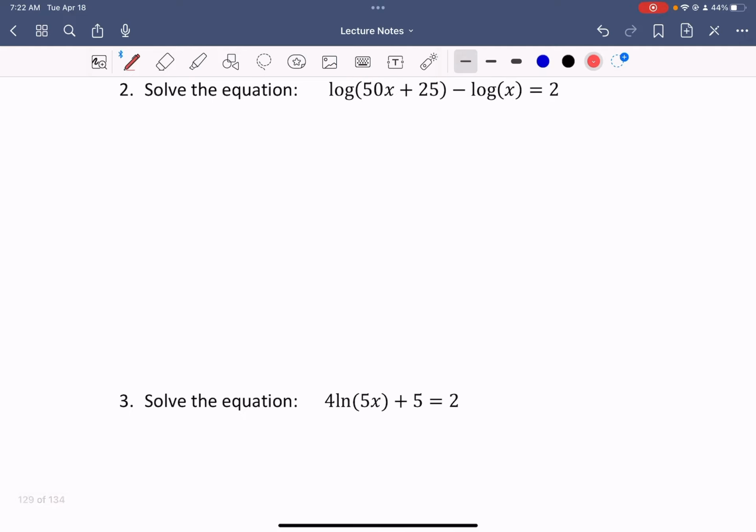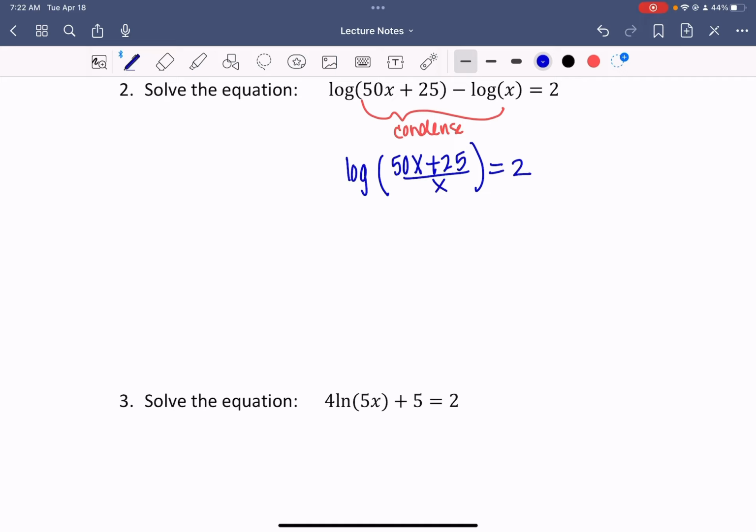In this next example, it says solve the equation, and it says log of 50x plus 25 minus log x equal to 2. So similar situation, you have a log equal to a value, but in this case, I have log written twice. So my first step is I want to condense this down so it only says log once. We're going to use our condensing property where we know that we can write this because they're both log base 10. Subtraction becomes division, so that gives me 50x plus 25 divided by x equal to 2. So I just condensed down that left side.